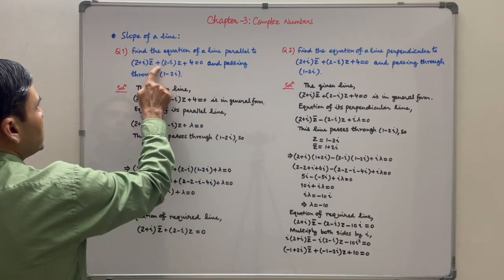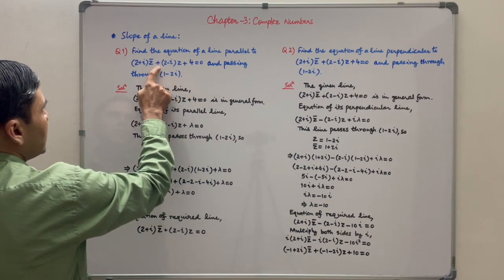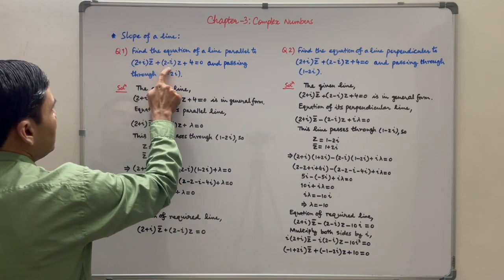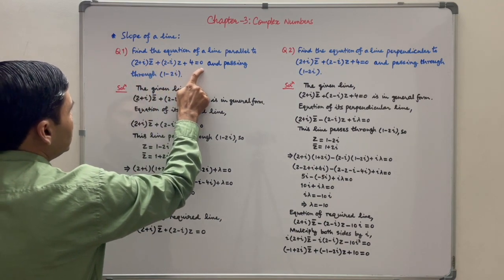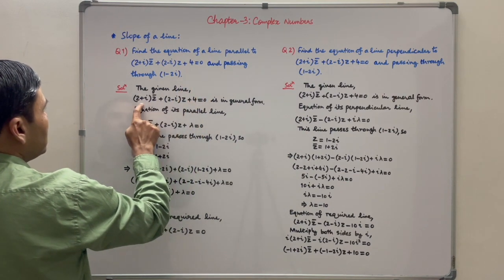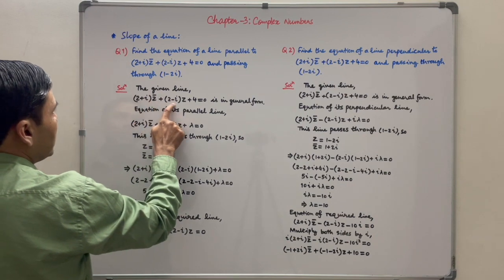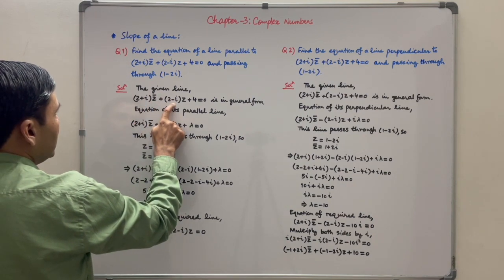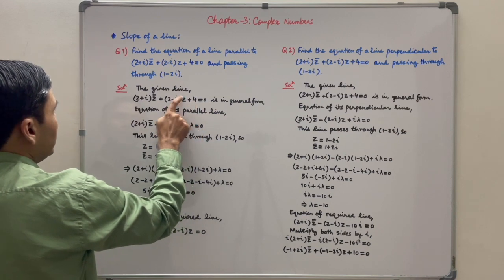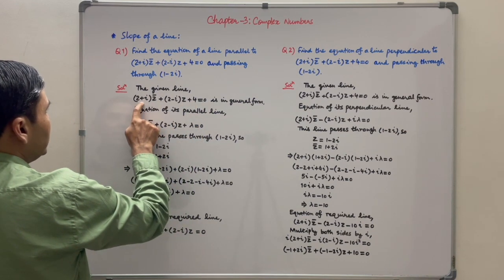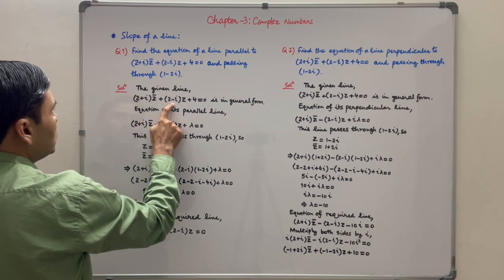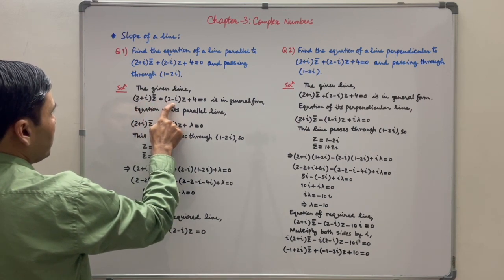First step is to make sure that the given line is in general form. Compare it with a z bar plus a bar z plus b is equal to 0. We get b is equal to 4, a is equal to 2 plus i and a bar is equal to 2 minus i. So this part should be purely real, which is correct. If a is equal to 2 plus i, its conjugate should be 2 minus i, which is also correct. So the given line is in general form.